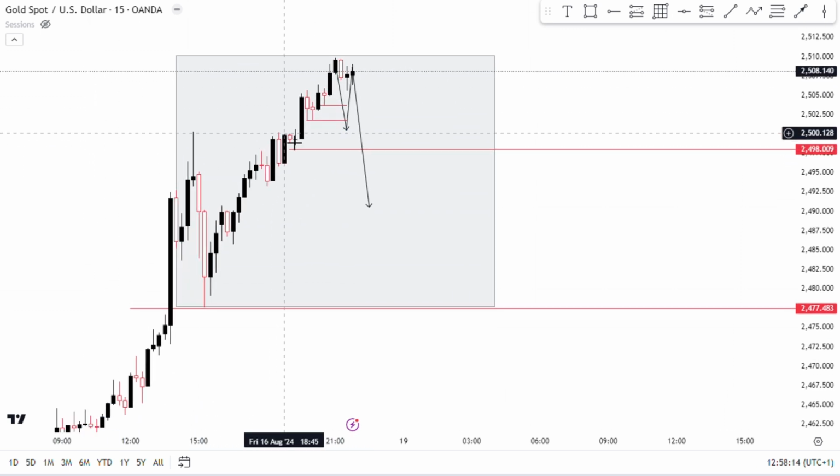What I'm expecting on Monday is that the Monday candle will end up as a bullish candle.